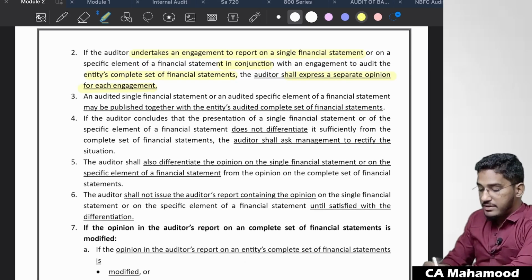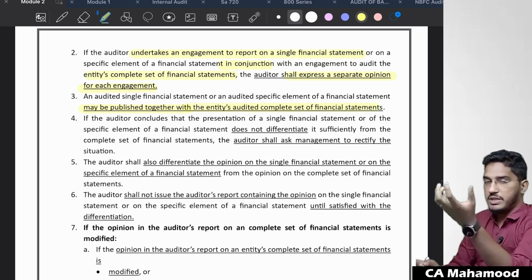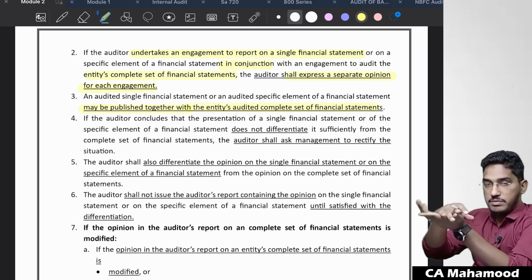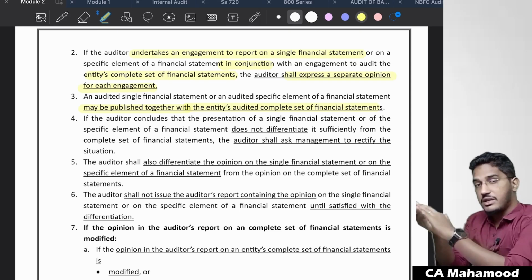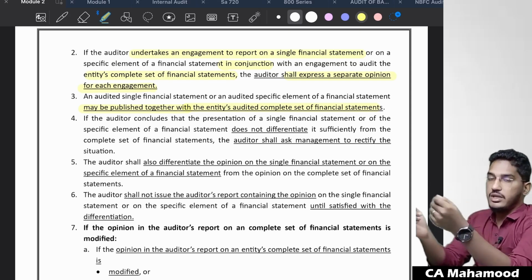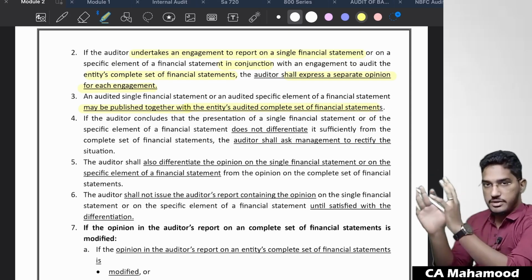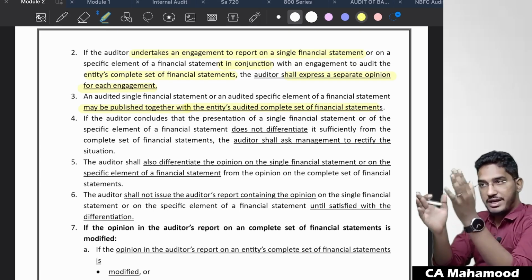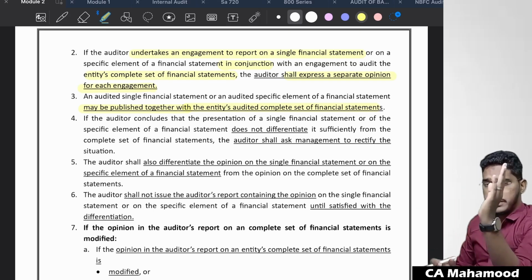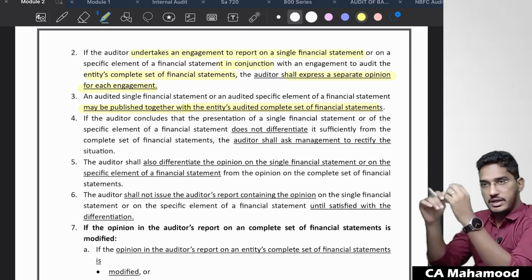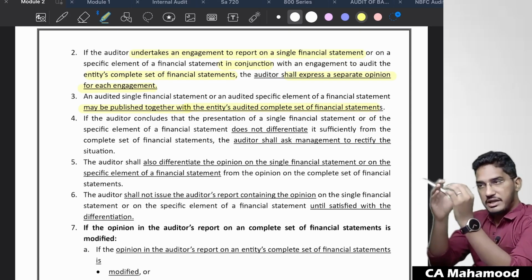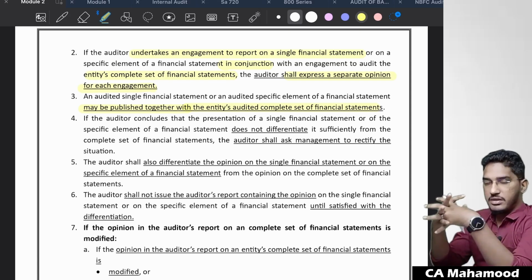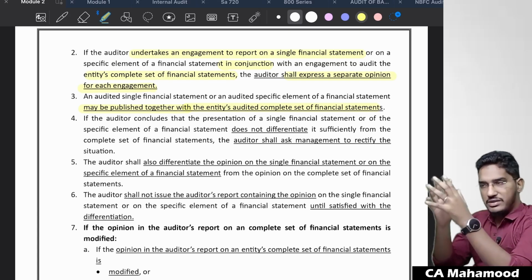An audited single financial statement or specific element of a financial statement may be published together with the entity's complete set of financial statements. If the company wants to publish audited complete financial statements and audited single financial statement in a single document, they can do it. But what they have to do is differentiate it. You have to give an index with page numbers, where a user will be able to find the single financial statement separately, complete financial statements separately. In a single document you can give, but differentiation you have to do. Don't mix everything, don't club everything together, differentiate it.